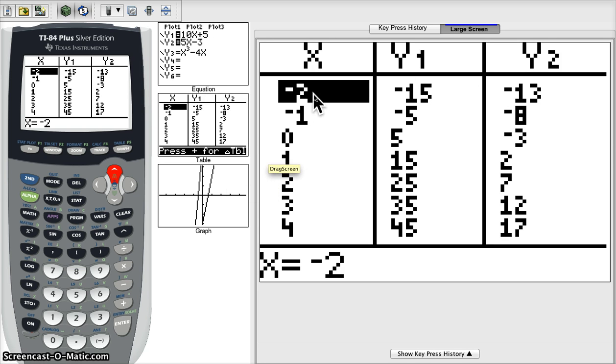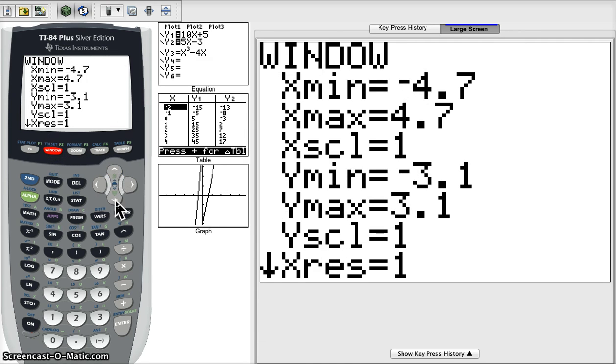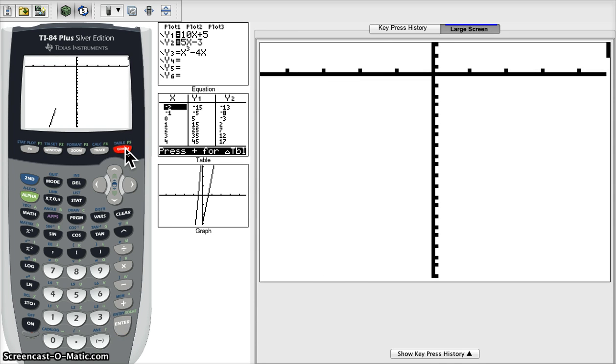So now what I'm going to do is set my window so that I can see the intersection. I can only see these on the x, but my y values, I can't see. So I'm going to go to the window and change my y minimum to something I can see. So I'm going to go to like a -20. And that should allow me to see them on my graph.